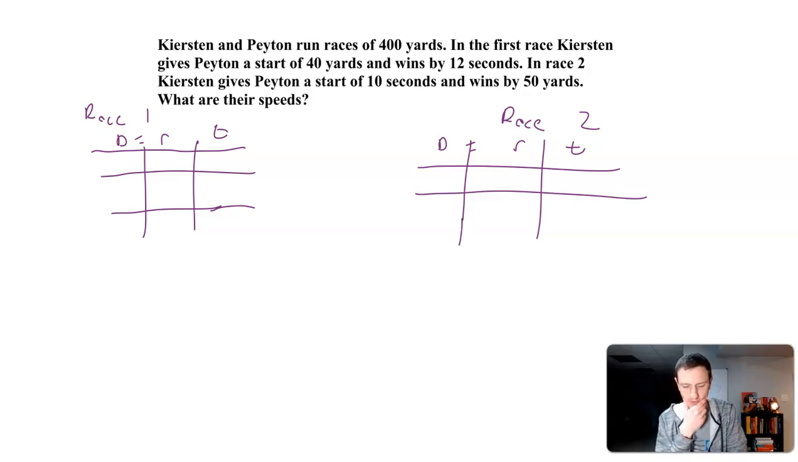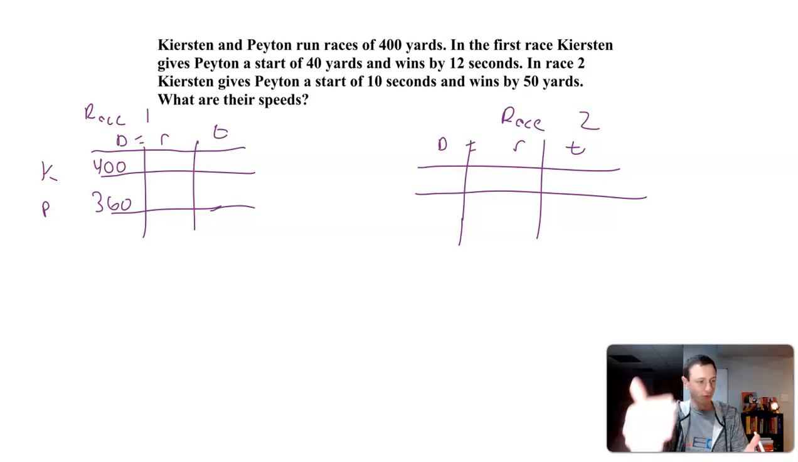Now, here's what I'm thinking about this. Since we're giving Peyton a start of 40 yards, we're going to call Peyton's distance 360 yards, and I'm going to call Kirsten's distance 400 yards, because it really doesn't matter the distance. Give them a start of whatever amount. We're really only comparing, so you got a 40-yard head start, so now I'm starting. I don't think that we need to consider Kirsten and Peyton's distance both as 400, because this information is being compared when they're both running.